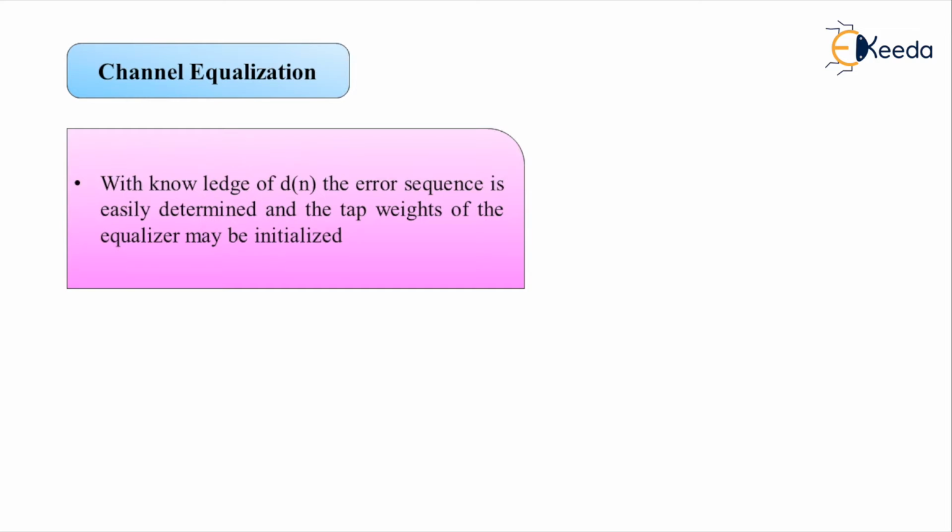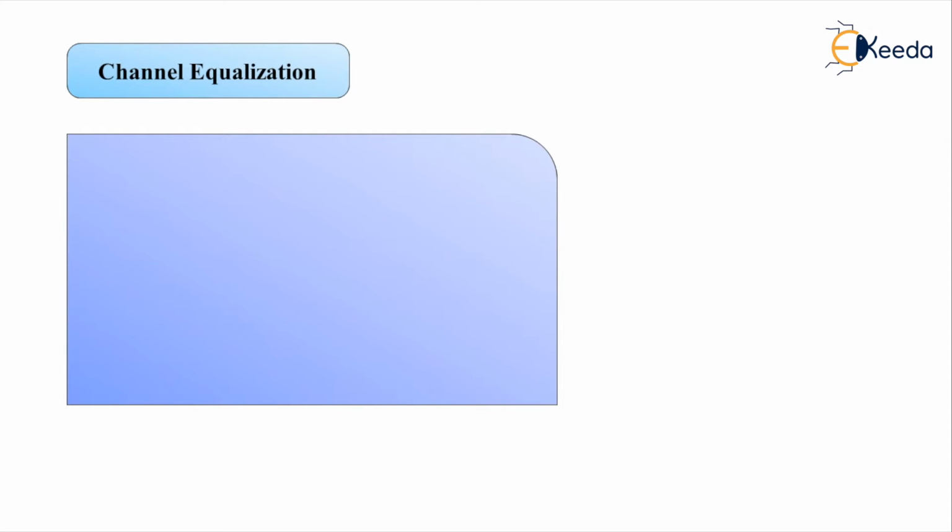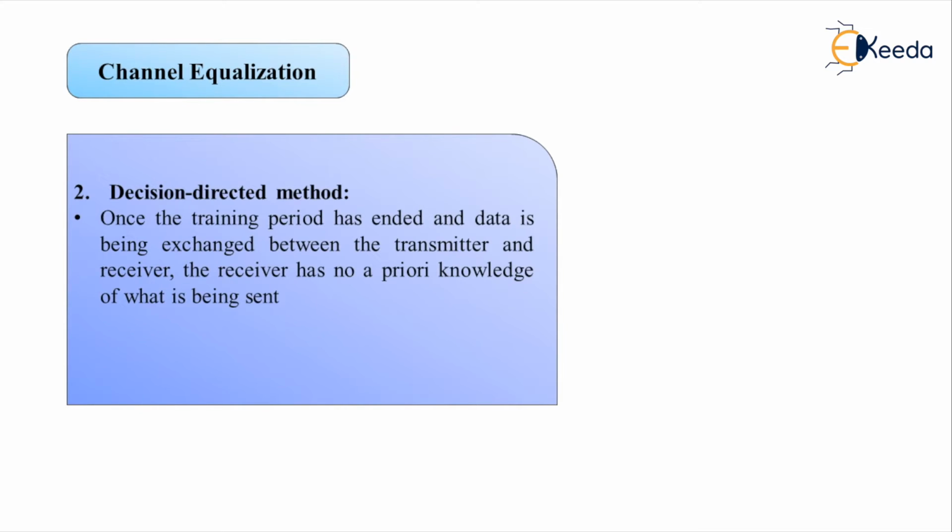So after the training method, we have an alternative option, the second methodology, called the decision directed method. Once the training period has ended and data is being exchanged between the transmitter and the receiver, the receiver has no prior knowledge of what is being sent. There is one important and very interesting scheme that may be utilized for extraction of the error sequence from the output of the threshold device that we have in illustrated form.